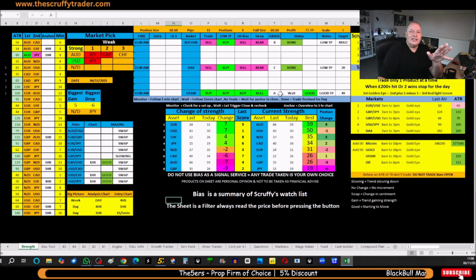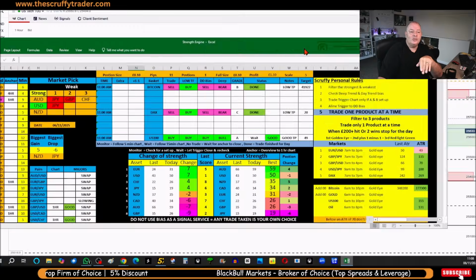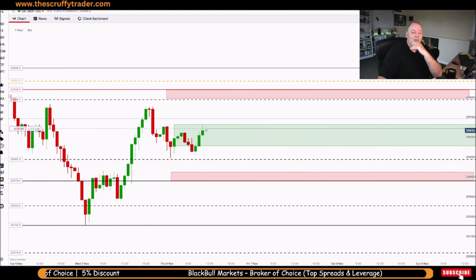So I'm not trying to time the market. I'm just trying to get a view of the market. And it's roughly about 49 pips is the target, and that comes from down here based on its ATR that I've just shown you. Okay, so it's all kind of pre-planned and mapped out.